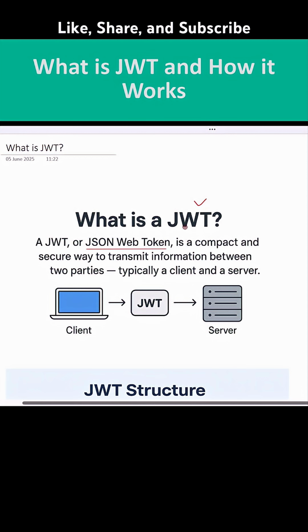What exactly is a JWT? A JWT, or JSON Web Token, is a compact and secure way to transmit information between two parties, typically a client and a server. It's most commonly used for authentication and authorization. After a user logs in, the server creates a JWT and sends it to the client. That token acts as a form of identification.